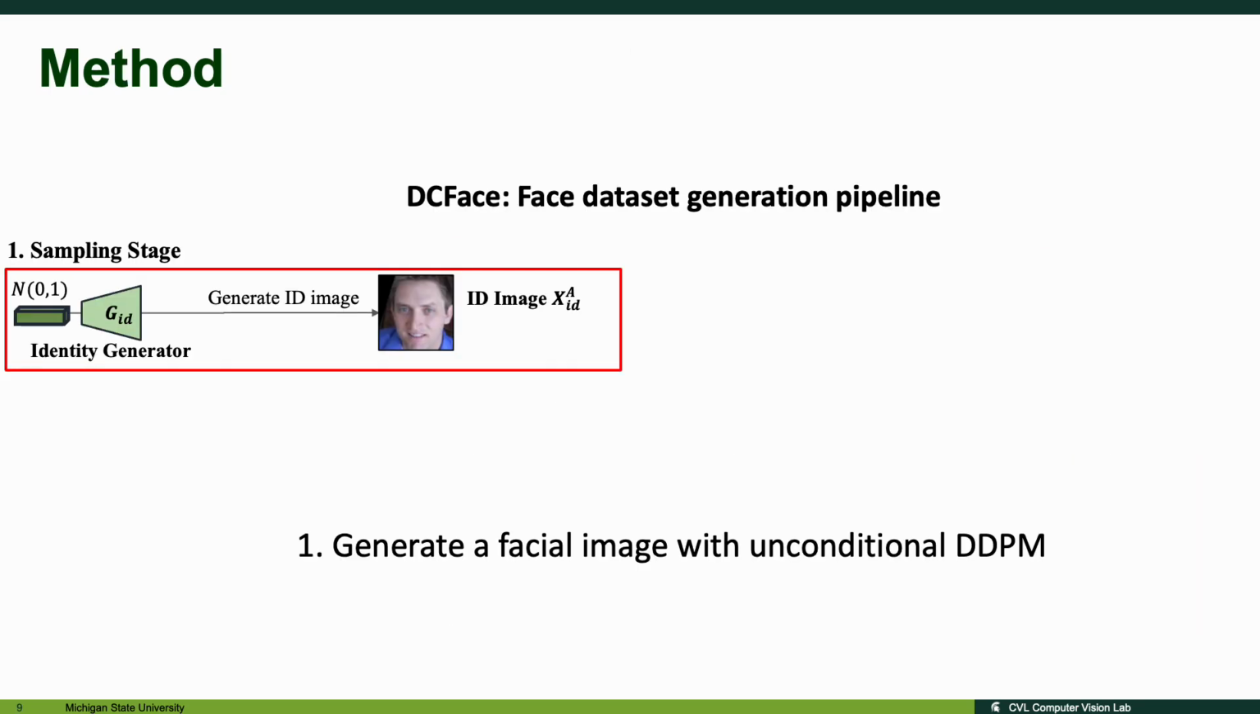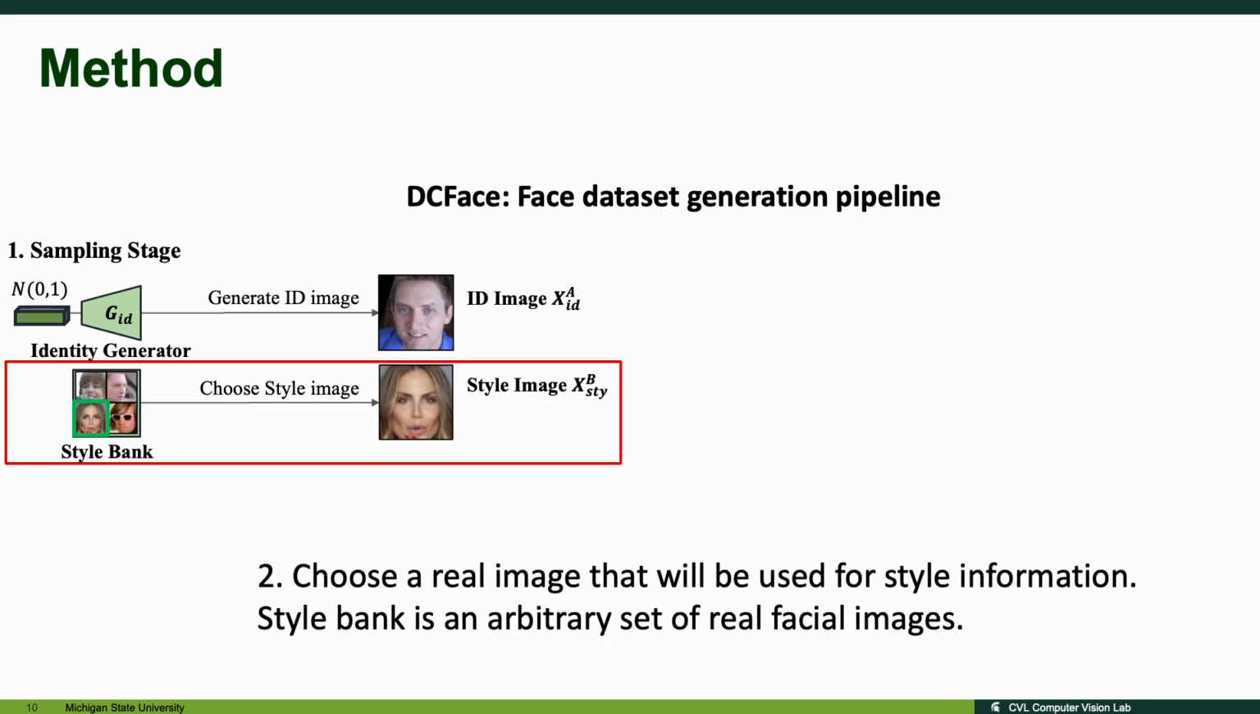In order to generate a face dataset, we utilize a two-stage generation pipeline. Firstly, we create a facial image using an unconditional DDPM trained on facial images. Empirically, we demonstrate that DDPM is a more suitable choice for this task than GAN, as DDPM can generate a greater number of unique subjects. Subsequently, we select a real image that will serve as a style reference for the generated image. This image is chosen from a predefined style bank, which can consist of an arbitrary set of real facial images.